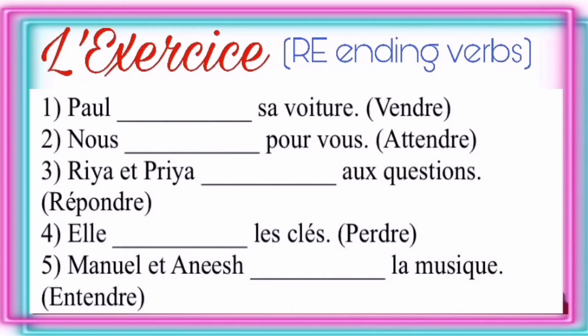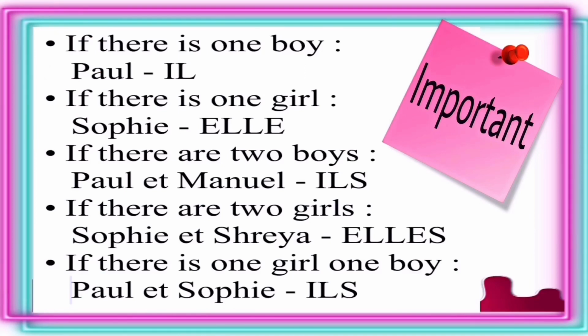Alright, now let's do the small exercise of RE ending verbs. But before this, you need to understand certain important things. So these are some important points that you have to keep in your mind. While conjugating, if your subject is the name of a boy, then use il. For example, your subject is Paul. Now Paul is a boy, so we will conjugate the verb with il. Similarly, if it is a girl, then use elle. If there are two boys, then we will conjugate the verb in the context of they, that means with ils. Similarly, if there are two girls, then use elles.